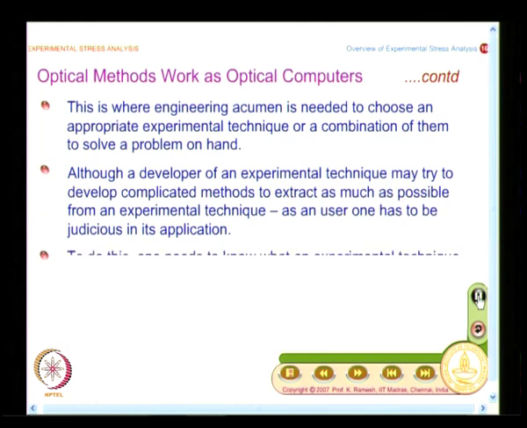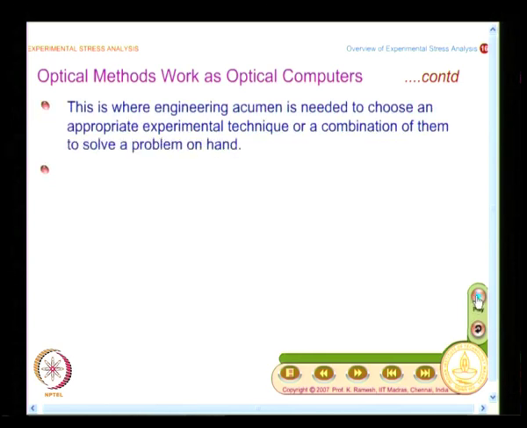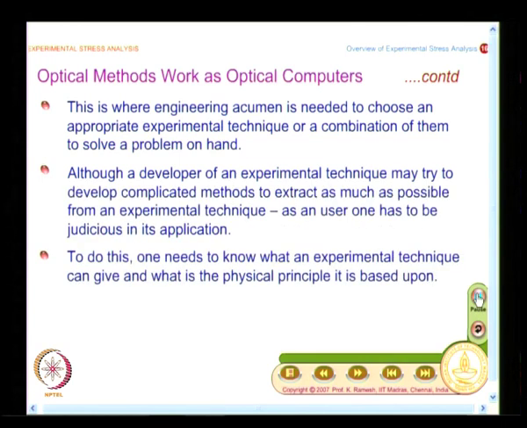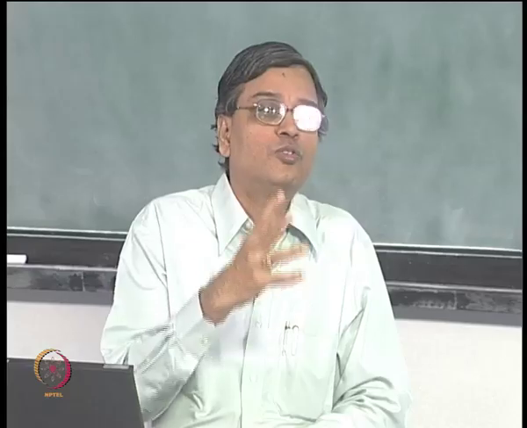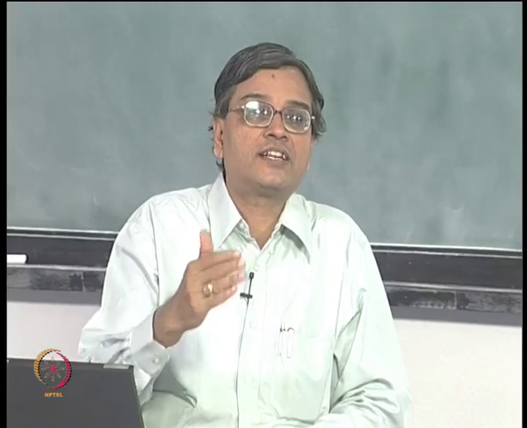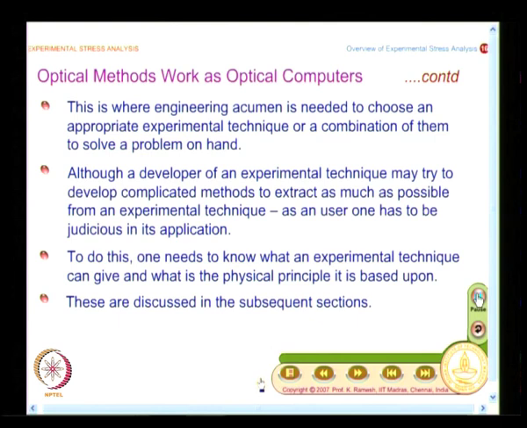And another word of caution I would like to say is, see, as an experimental person, the person may be interested in developing as much as possible from a given experimental technique. So, in the process we may do more than what is really required, and use complicated steps to extract maximum from a given experiment, because when a new methodology is proposed, he would like to get that methodology established, and he would like to show that it can be used for a variety of problems.